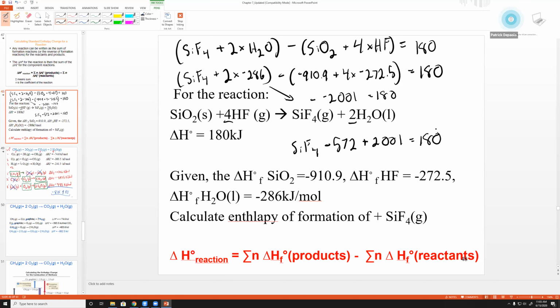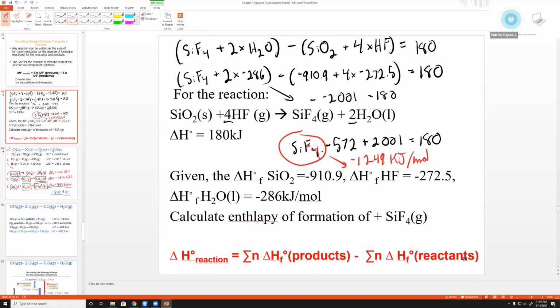So then we can add 572 to both sides, to 180, and you get 752. Then you're going to subtract 2001, and you will end up with, for SiF4, negative 1249 kilojoules per mole. So there you go. Cool.